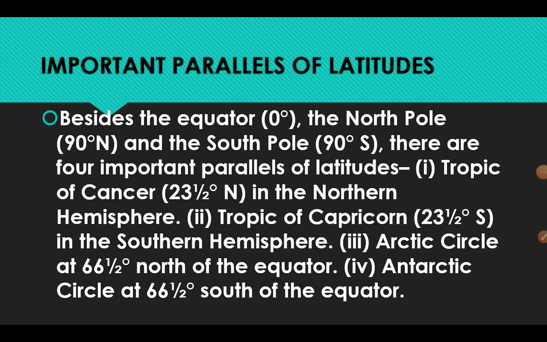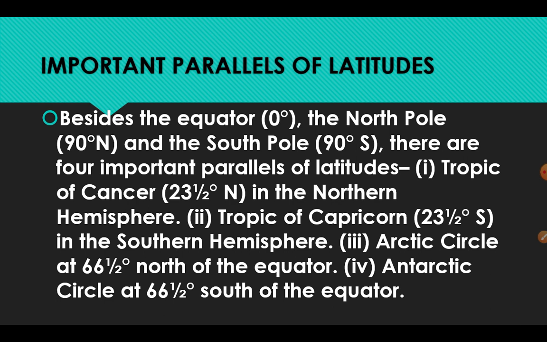Besides the equator, there are the North Pole at 90 degrees and the South Pole at 90 degrees. There are 4 other important parallels of latitude. They are the Tropic of Cancer, Tropic of Capricorn, Arctic Circle and Antarctic Circle, right?